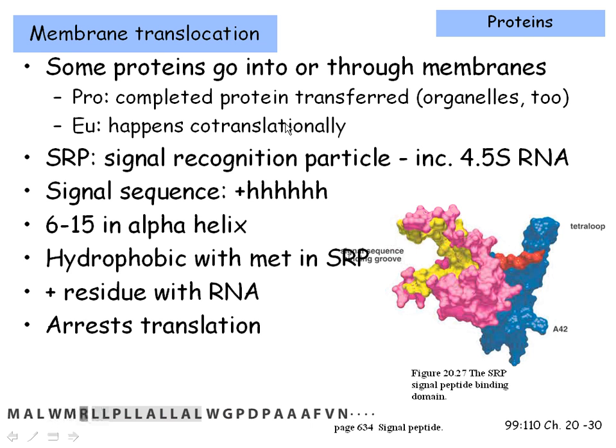Not everything that is made needs to be in the bulk cytoplasm. Some things need to be in other parts of the cell. Some things need to be outside the cell. And so some proteins have to go into or through, completely through, membranes.